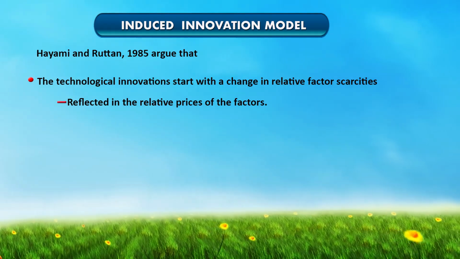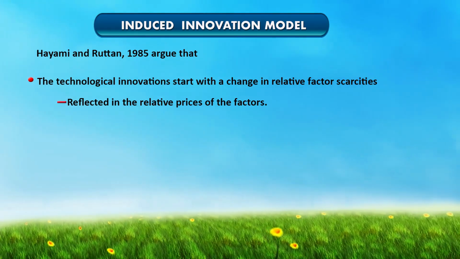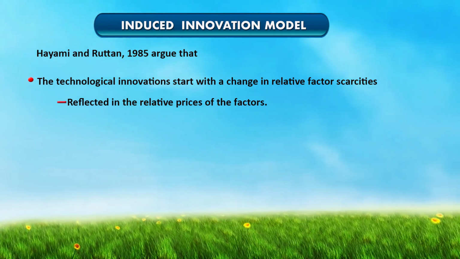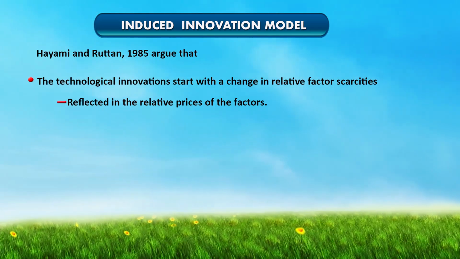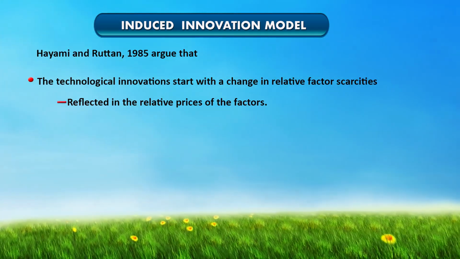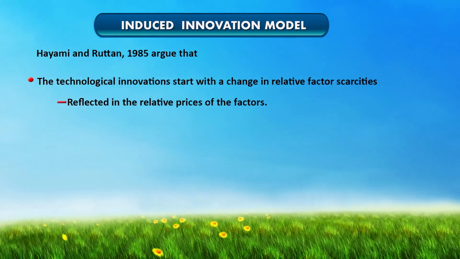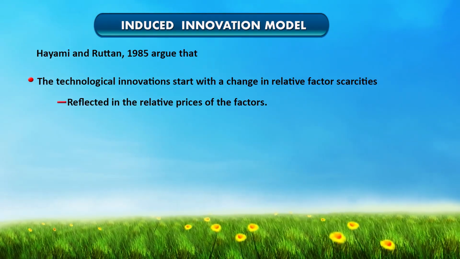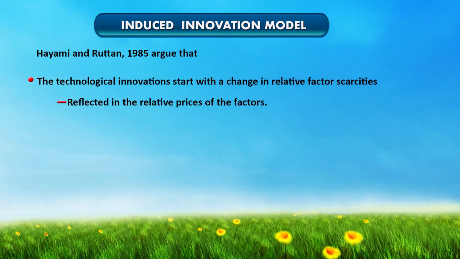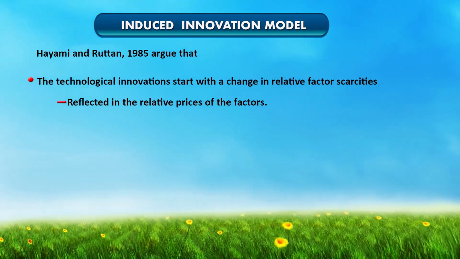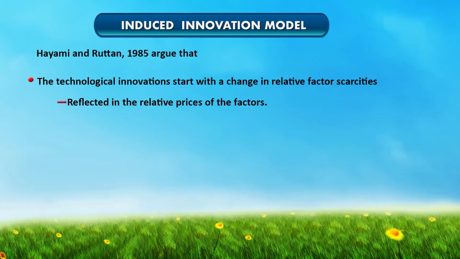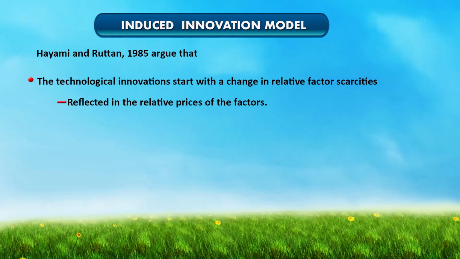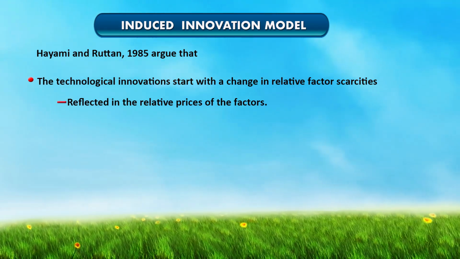So if the cost of land is increasing, we can say land is becoming a scarce resource in a society, or if wages are increasing, we can say labor is a scarce resource in an economy. So basically, according to Hayami and Ruttan, technological innovations start with the scarcity of a particular factor of production, like land or other resources.